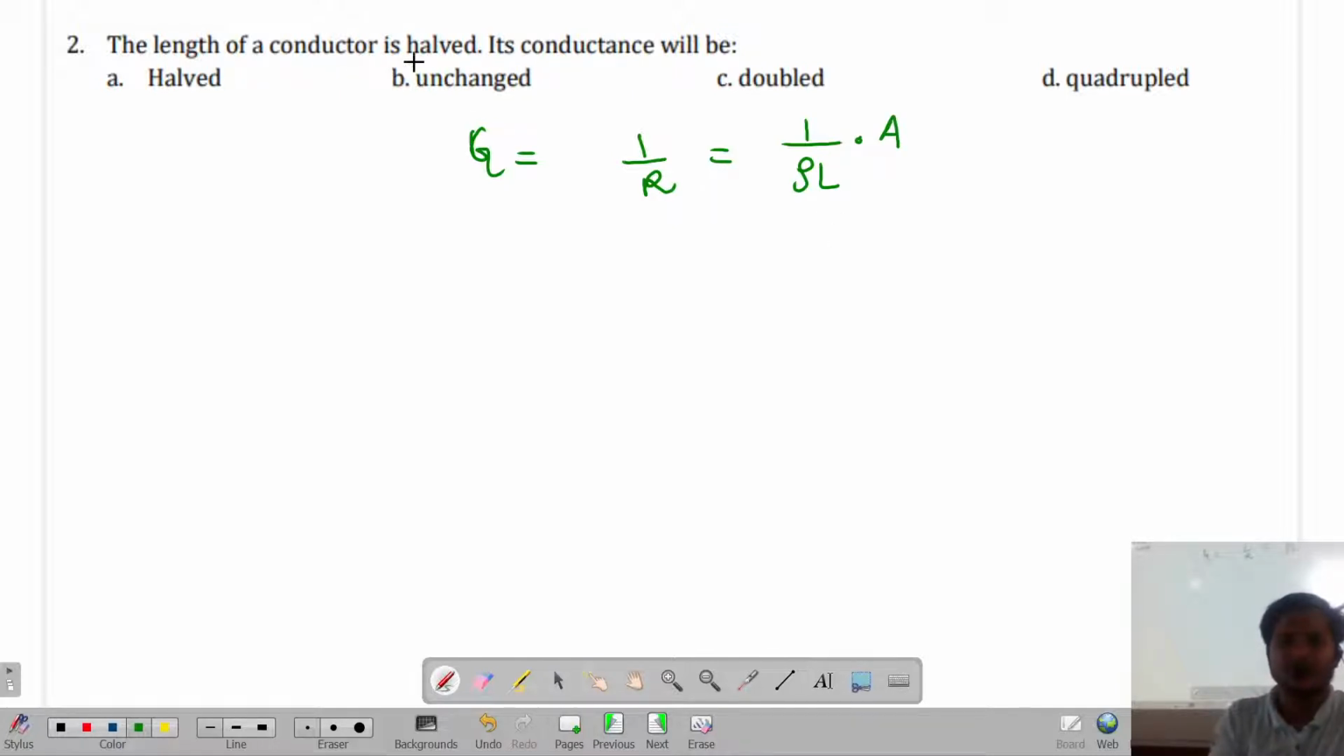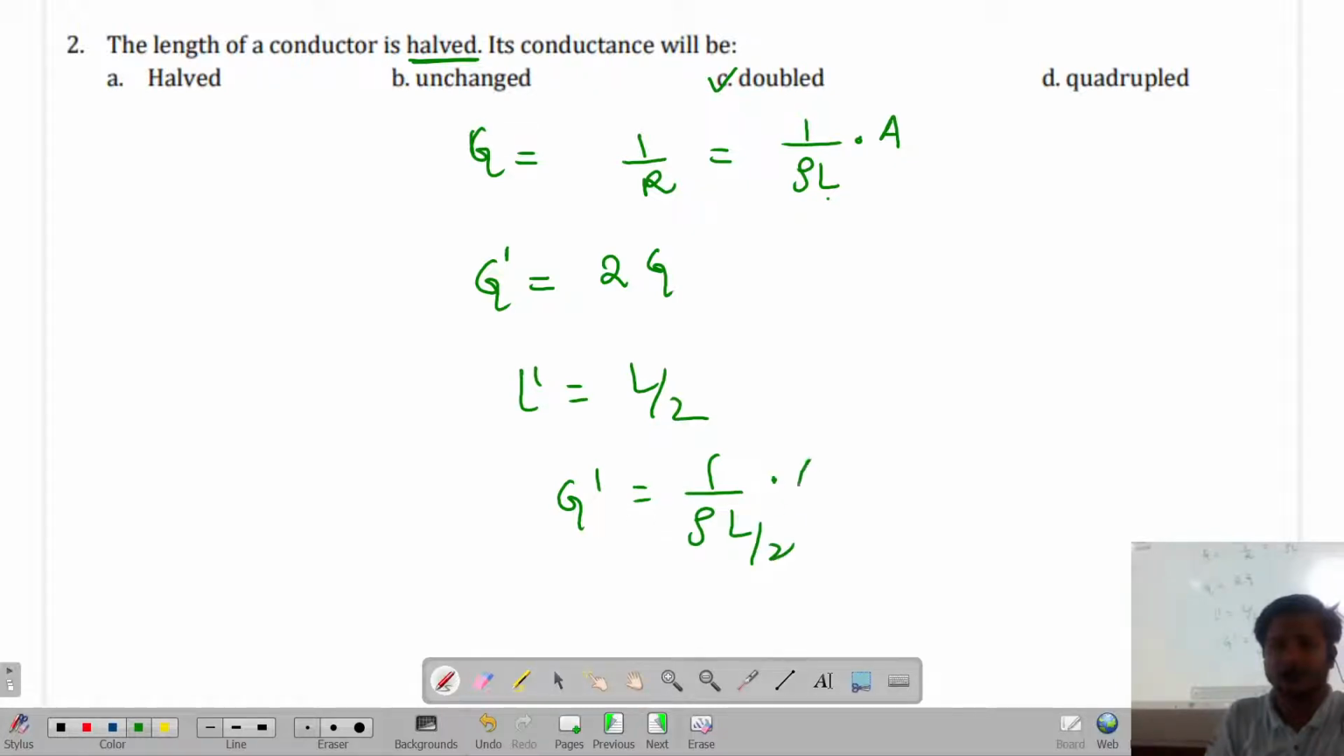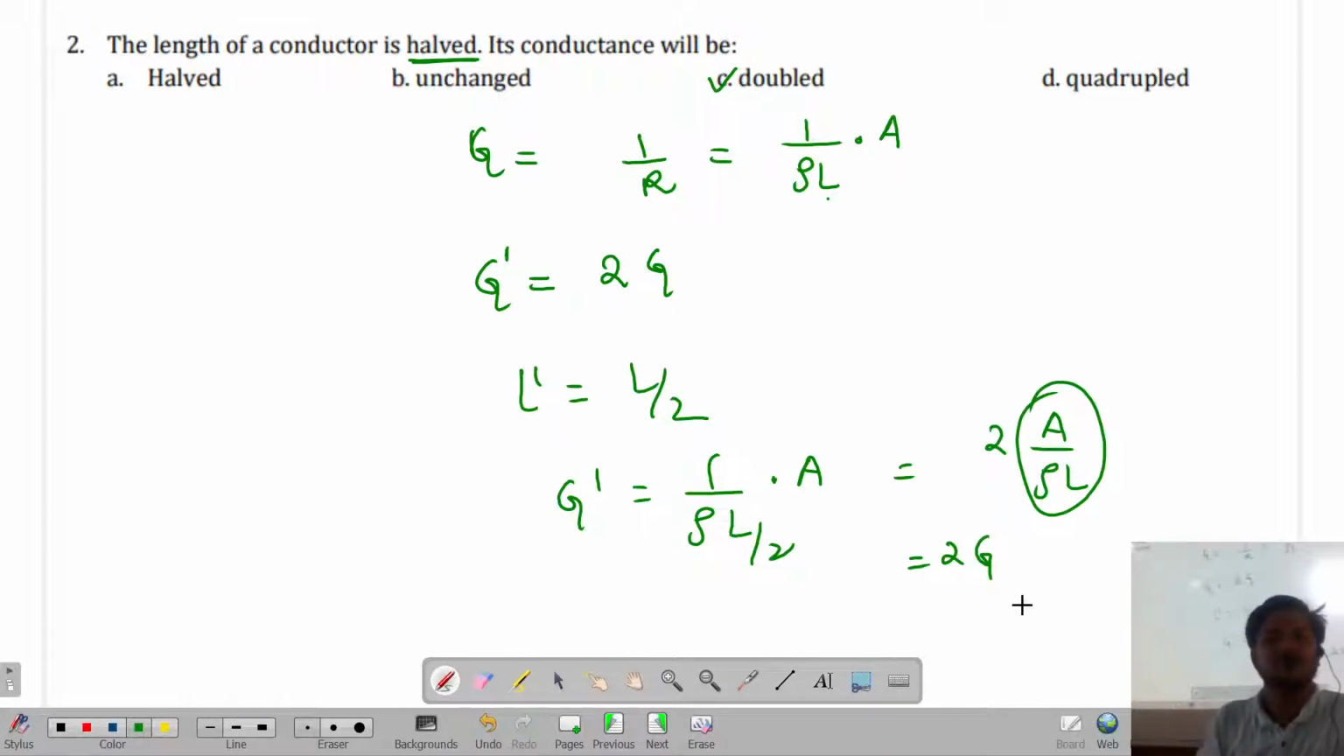So if you decrease the length by half, what is going to happen? Conductance will be doubled or not? So conductance G prime is equal to twice of G. It becomes double. Why? Because L prime is now L by 2. So G prime is nothing but 1 by rho L by 2 into area A. 2 goes up. So 2 A by rho L. This is G. So G prime is twice of G. Got it or not? So option C is correct.